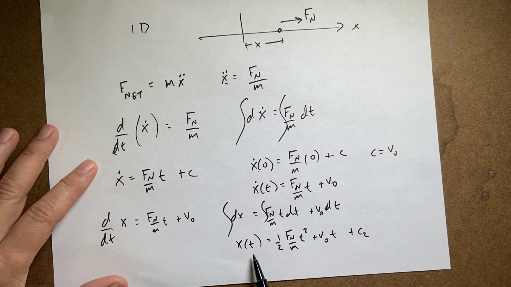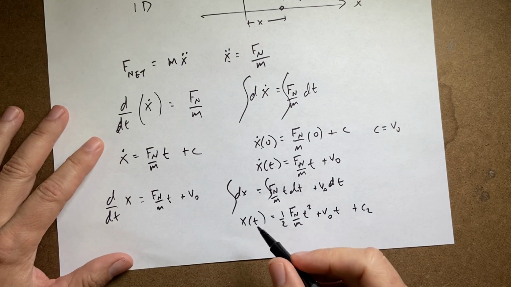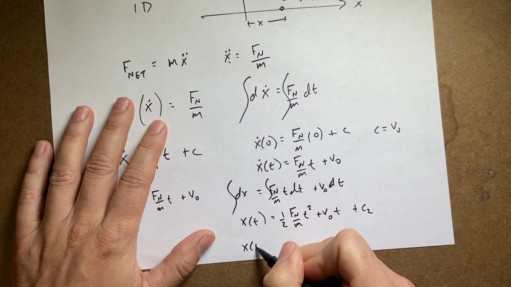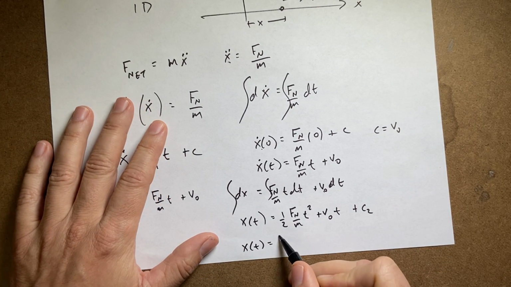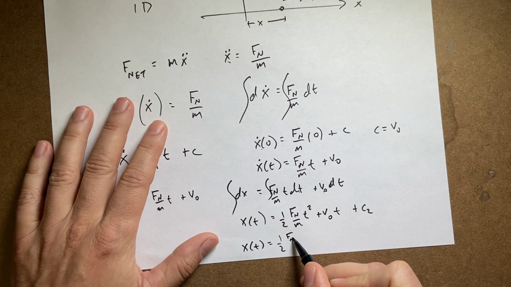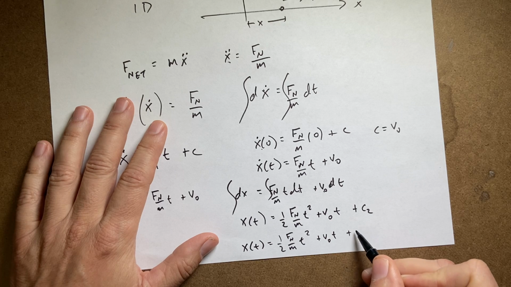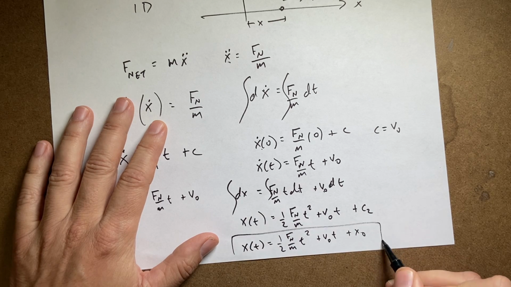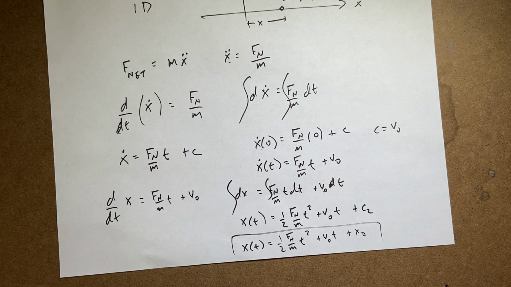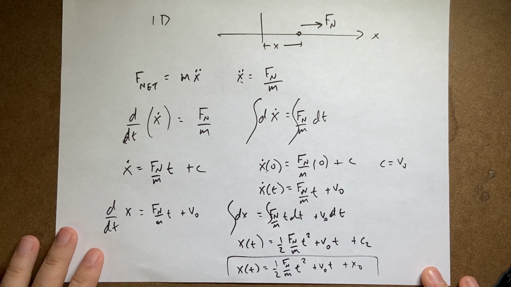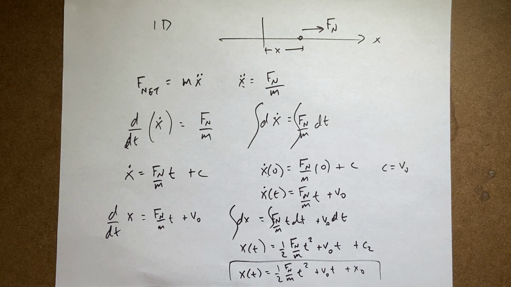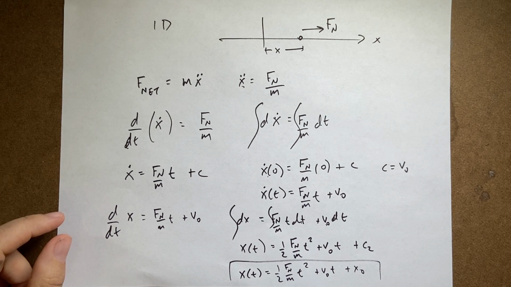And then again, if I put in t equals 0, this term goes away, that term goes away, so this has to be the position at time 0. So I get x as a function of t equals 1/2 Fn over m t squared plus v0 t plus x0. And that's your kinematic equation. So you actually don't even need calculus to derive that. There's another way to do it, but I just wanted to show you how you use this as a differential equation to integrate and define that.